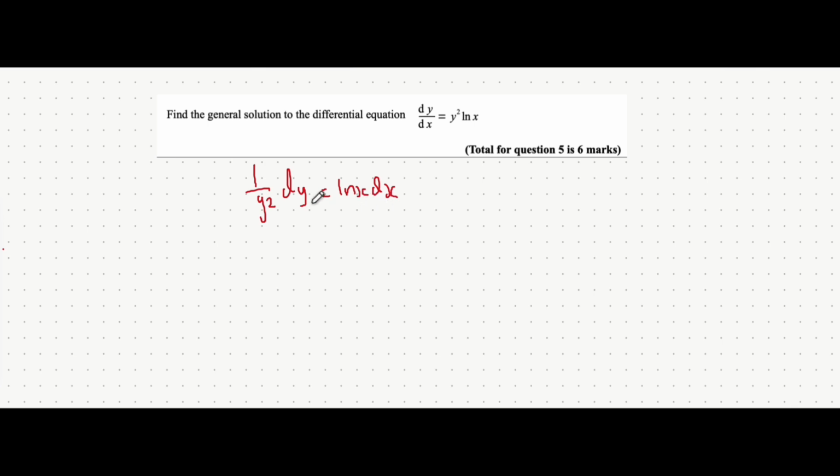If you would like me to go slower or explain why, just let me know in the comments. But now that the x and y terms are separated, just like I've done it here, you want to integrate both sides of the equation.